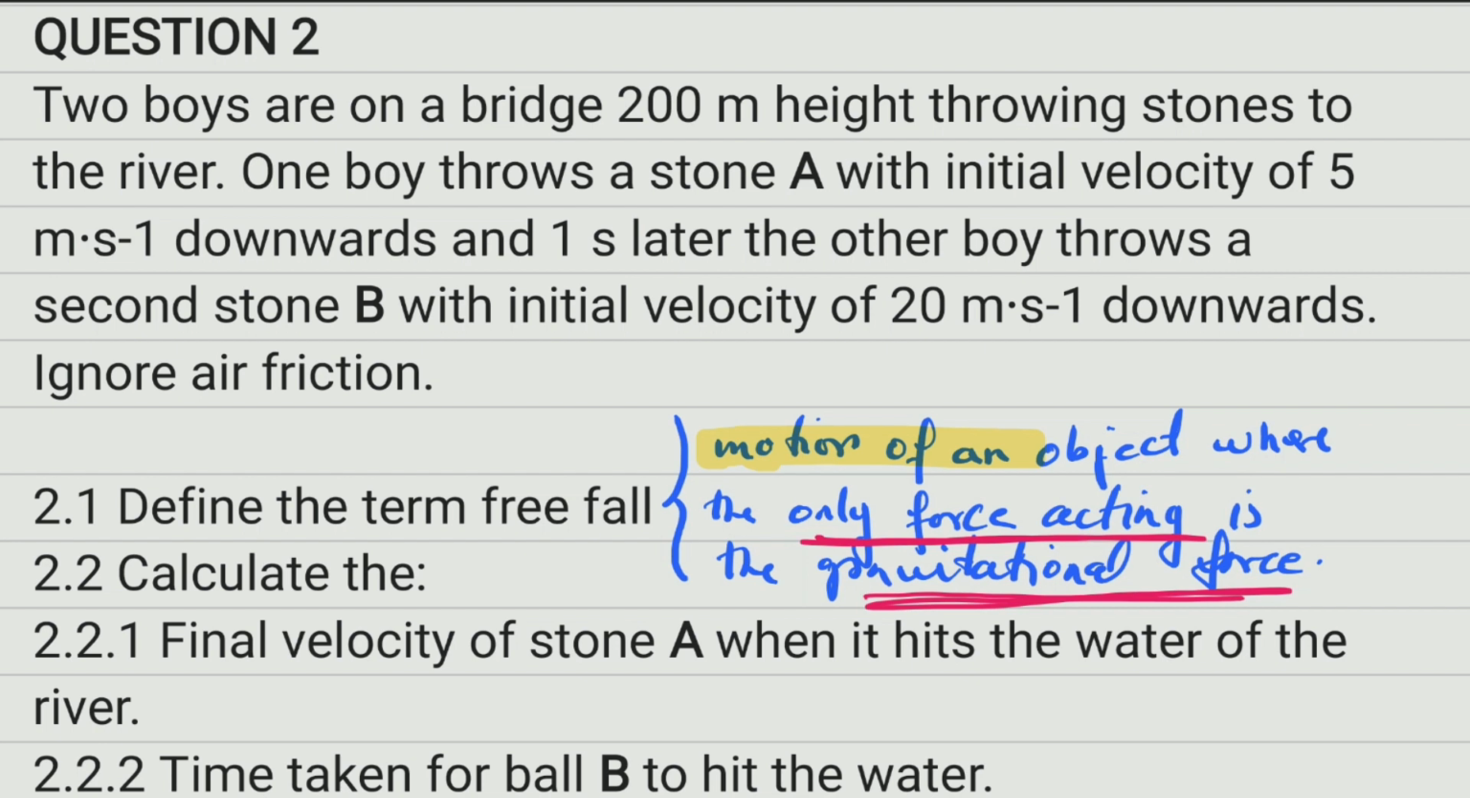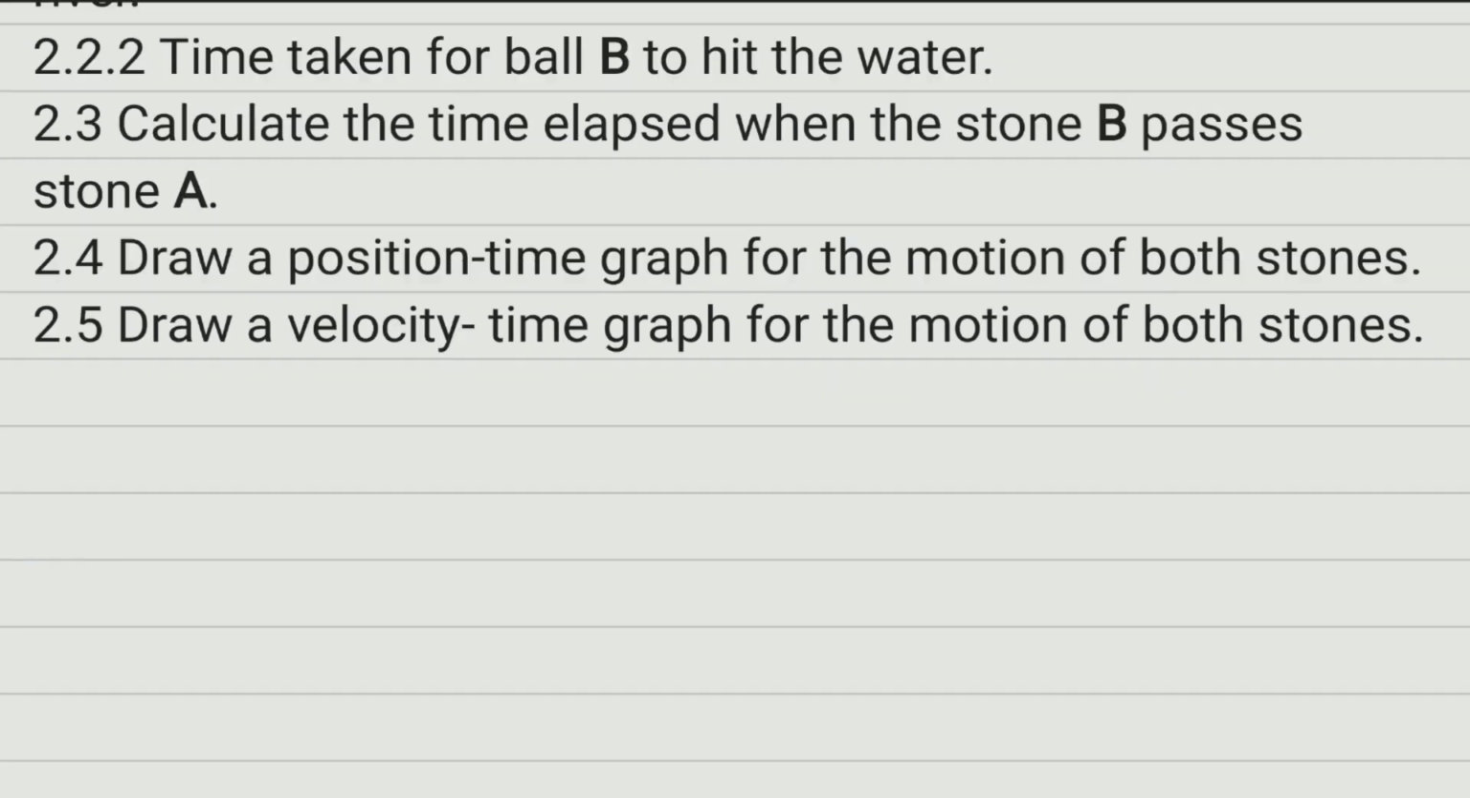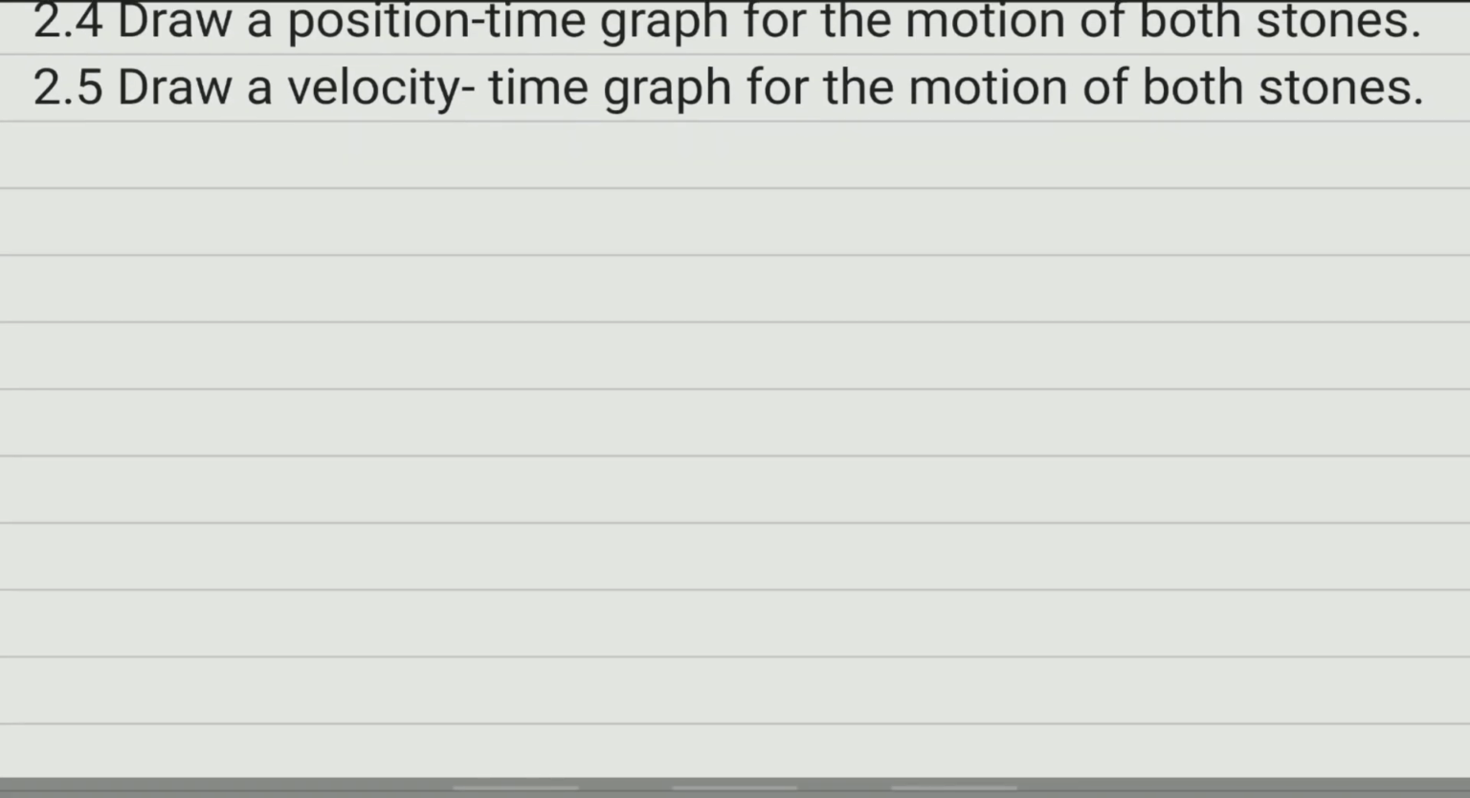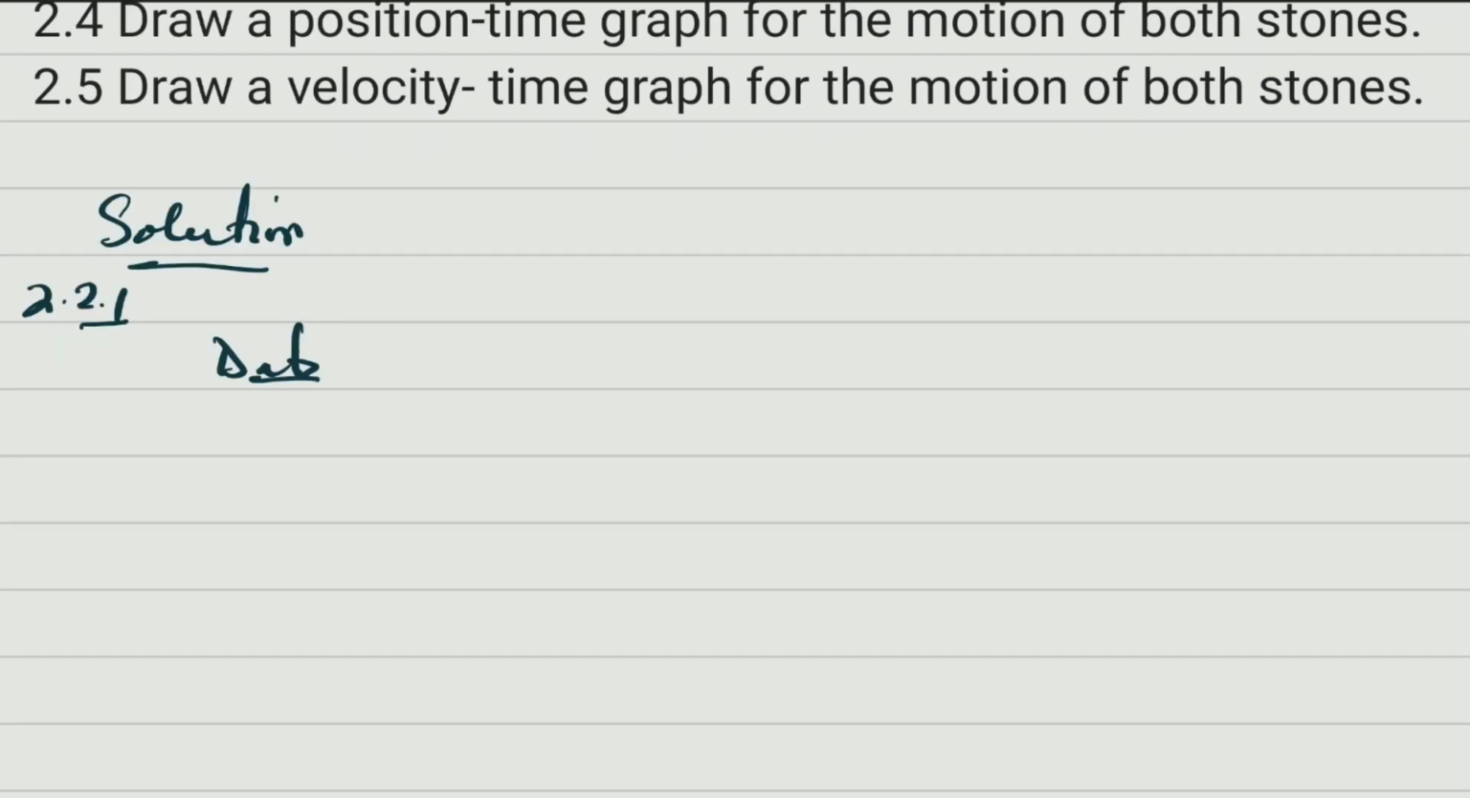Now, question 2.2. Calculate the final velocity of stone A when it hits the water of the river. Let's answer that question real fast. First of all, let's write the data we have. The height of the bridge is 200 meters, and therefore that will be the displacement the stones will take. So the displacement will be 200 meters.